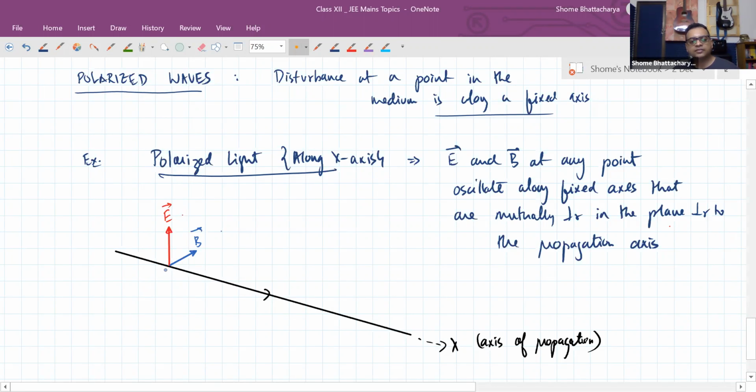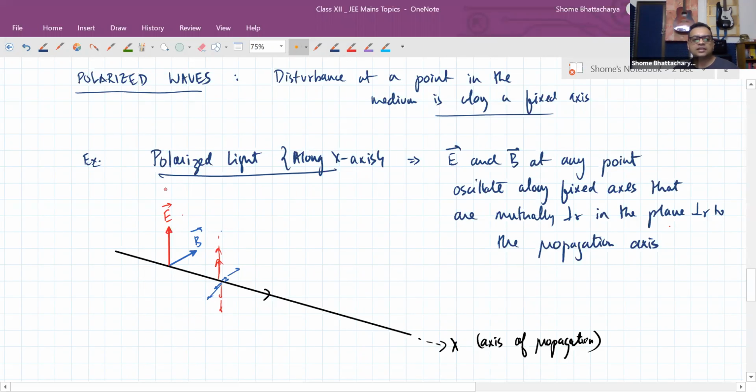Which means that the magnetic field will, at any point, go from this to this to back to this to this to this and back. So the magnetic field vector will oscillate between plus B in this direction and minus B in this direction. Similarly, the electric field vector will oscillate between plus E in this direction and minus E in the opposite direction and back. But they will be along fixed axes.